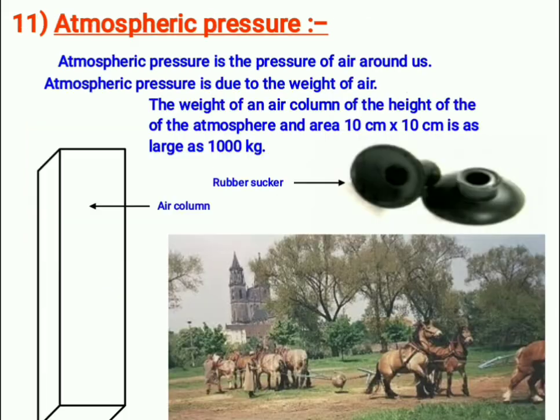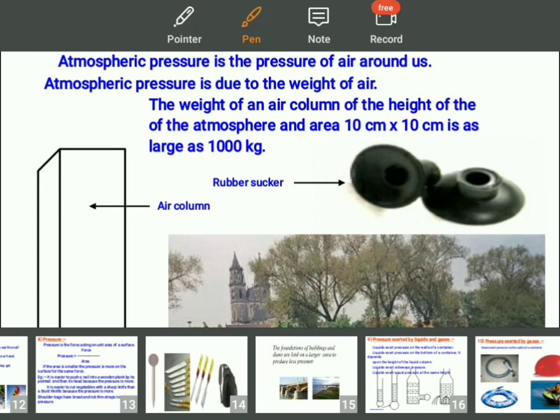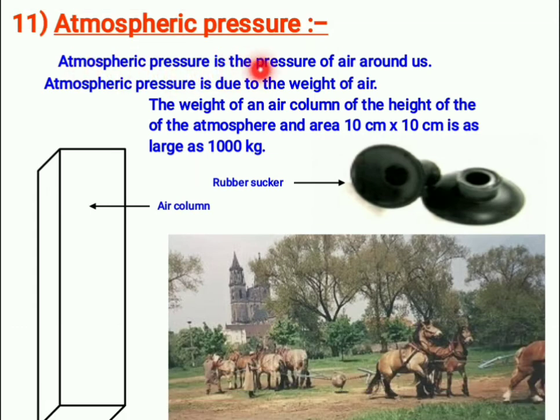Okay. Next is atmospheric pressure. Atmospheric pressure means what? The pressure in the atmosphere. Atmospheric pressure is the pressure of air around us. Around us, what is there? Air is there, and air also will be exerting pressure. Atmospheric pressure is due to the weight of the air. So think about that. There is so much weight in the air because we are covered by air.